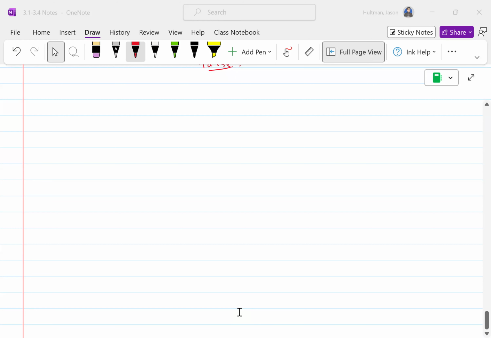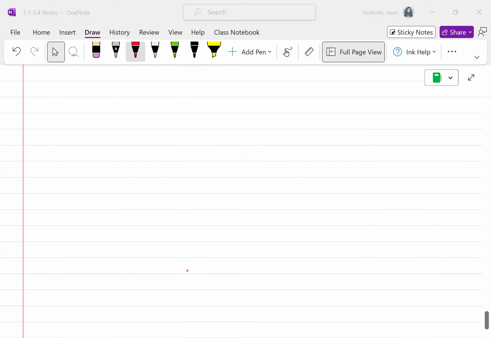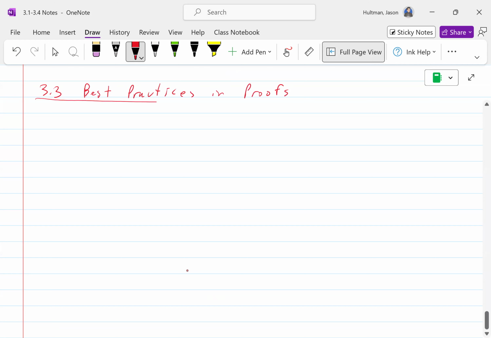Okay, so 3.3 is on best practices and proofs. Okay, what are some things that we should know about in order to write a good proof?